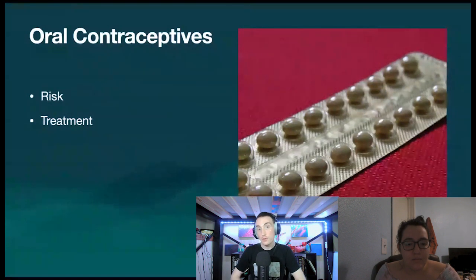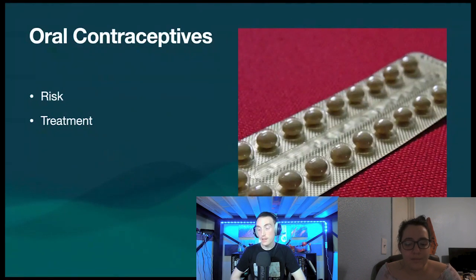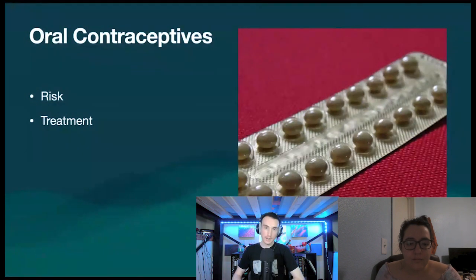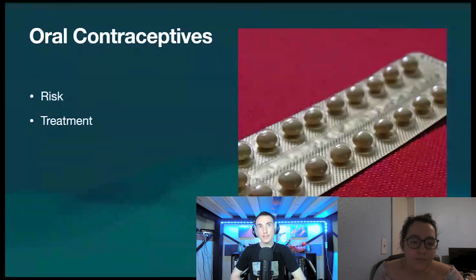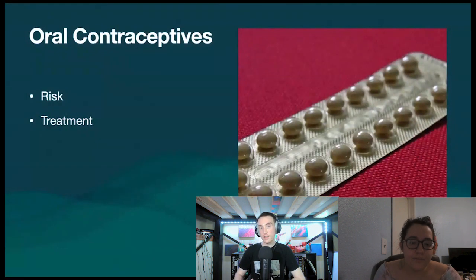And then if you do end up taking the estrogen oral contraceptives, some things that you can do to try to help lower your risk or prevent it are smoking cessation, blood pressure control, cholesterol and blood sugar control, weight loss, and increased physical activity. So, again, the things that help prevent all these other factors help prevent this one as well.